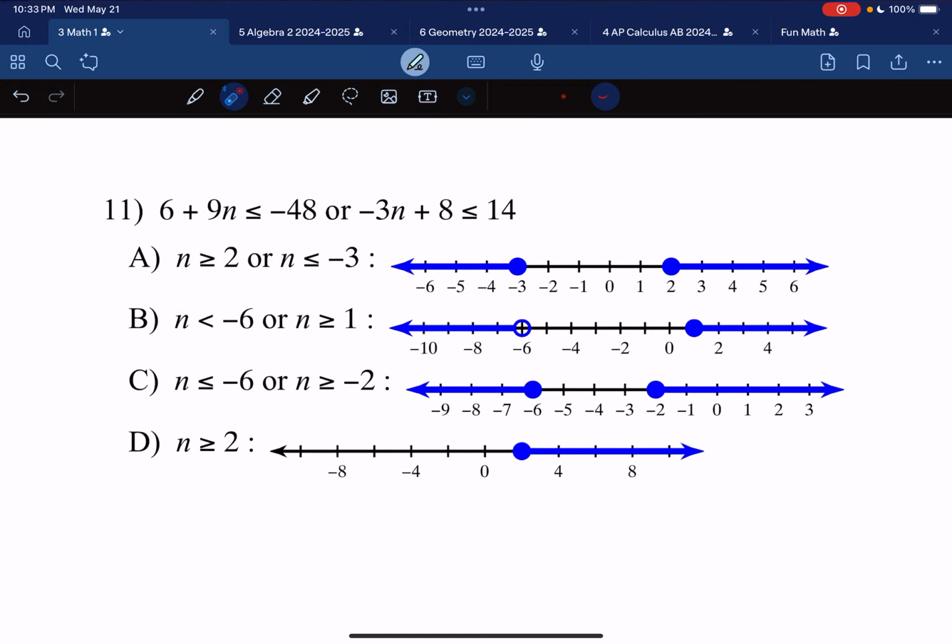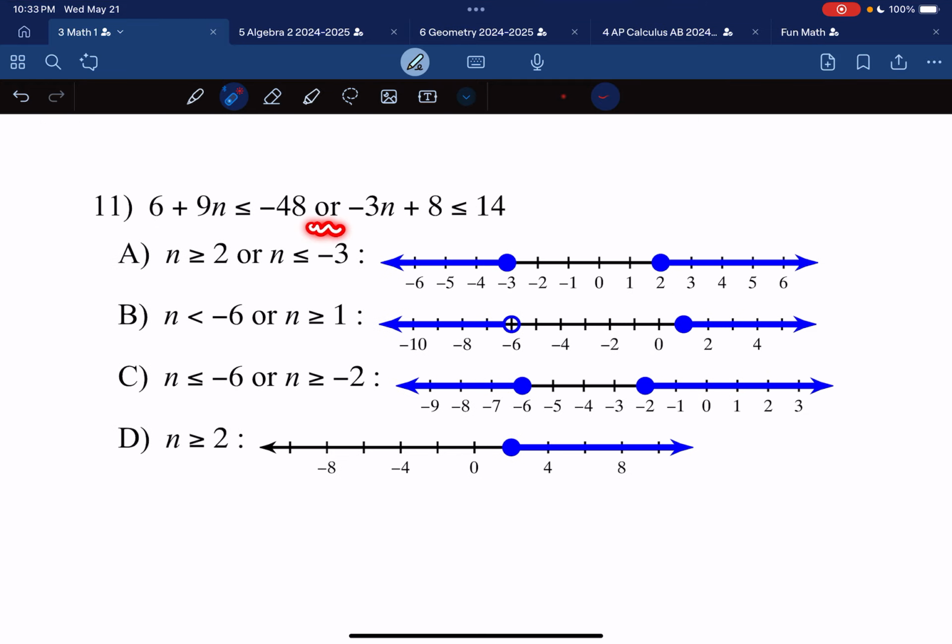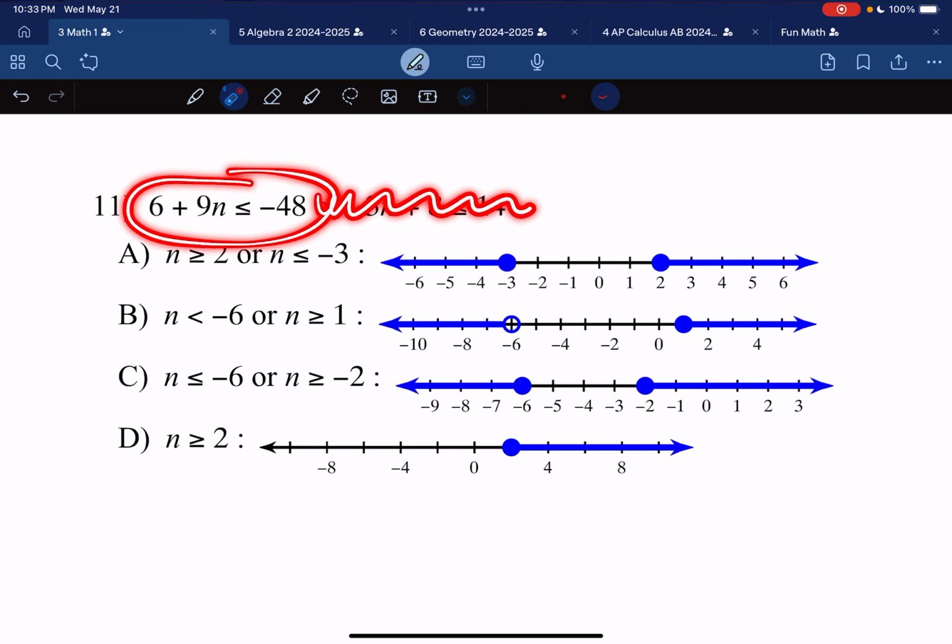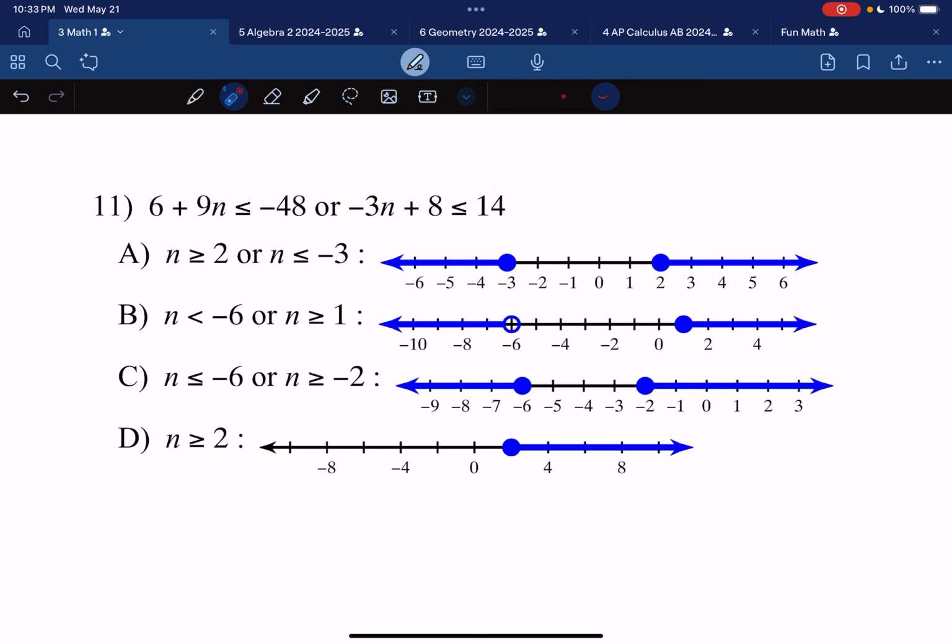All right, number 11, we have another compound inequality, this one separated with an or. The way we solve these is to ignore all of that and just solve this inequality. We'll come back and then solve this second inequality. So for this first inequality, my variables are clearly on the left-hand side. Let's move the constants to the right-hand side by subtracting 6 on both sides.